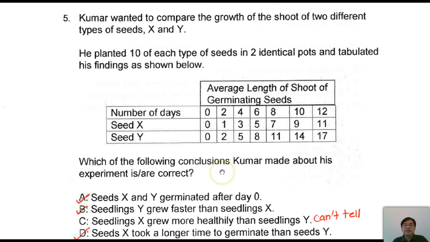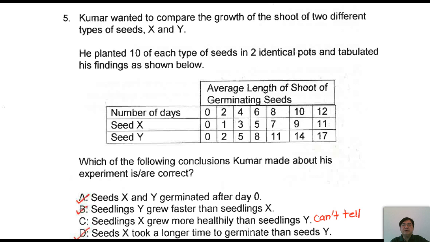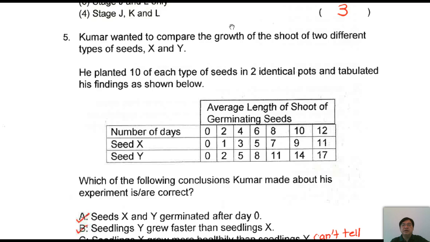Now next over here, wow, okay, just hang on first. Right, let's take a look at this. Kumar wanted to compare the growth of the shoot of 2 different types of seeds, X and Y. He planted 10 of each type, 10 seeds in 2 identical pots, to have a fair test, and tabulated, which means put it into table form. His finding is shown below.